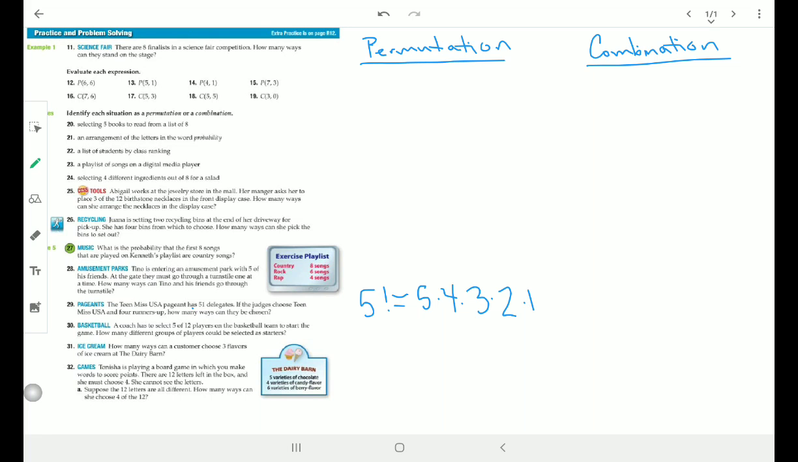If you think of winning at something, the order matters, right? Who got first is completely different than who got third. Those are two separate situations.